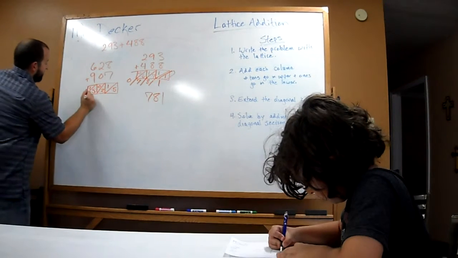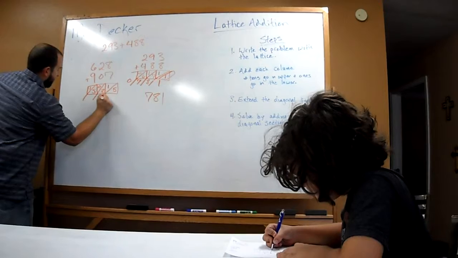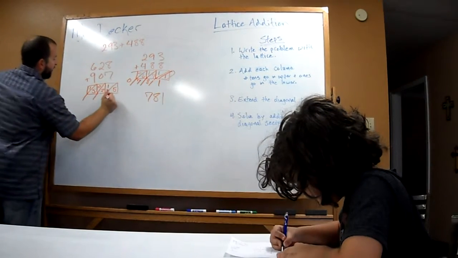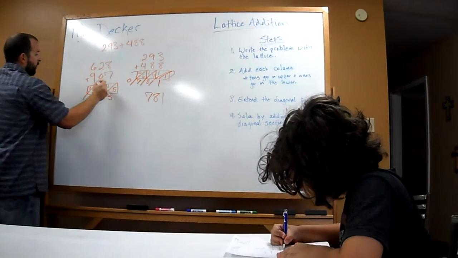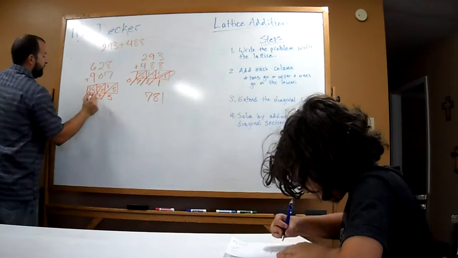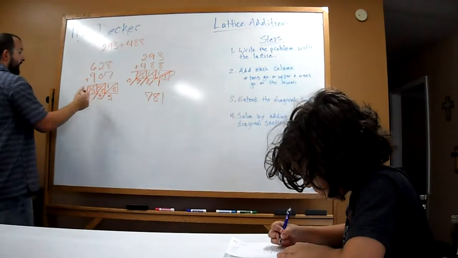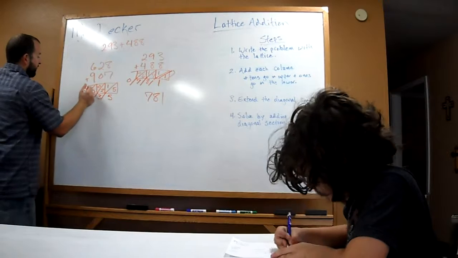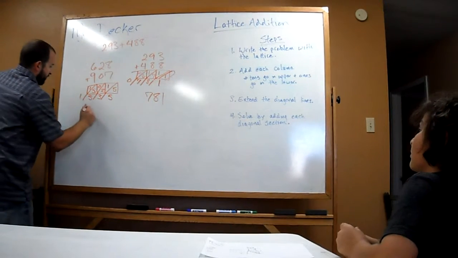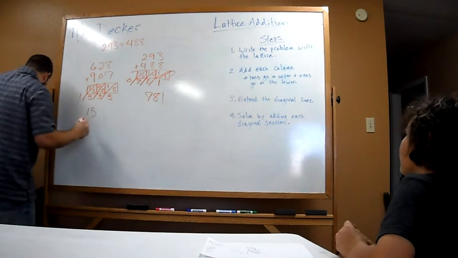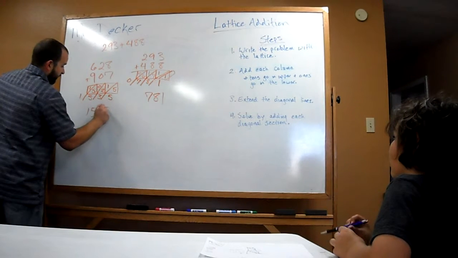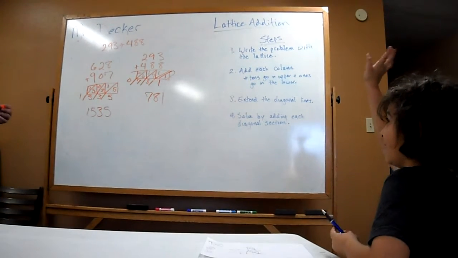Alright, so our third step is to extend our diagonal lines down a little bit. We have a 5 just in the first one. A 1 plus a 2 is a 3. 0 plus 5 is 5. And then 1 plus nothing is 1. So our answer is 1,535.